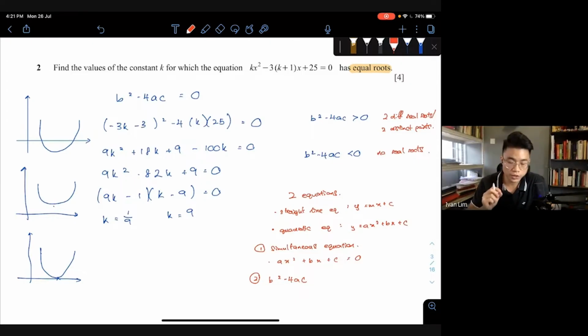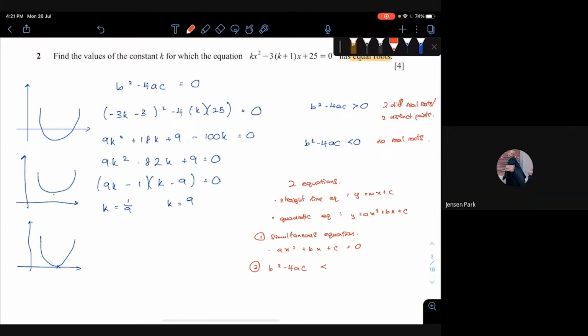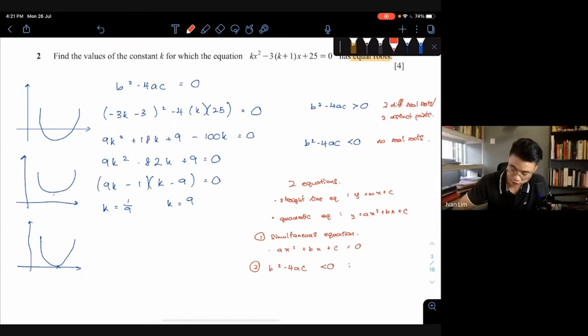The language that they will use here is a bit different. If it's less than 0, they'll say no points of intersection or does not intersect with each other. They'll say find the value of k if these two equations, or the line and the curve, do not intersect with each other or there's no point of intersection.